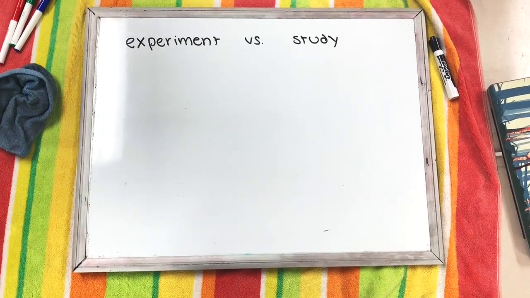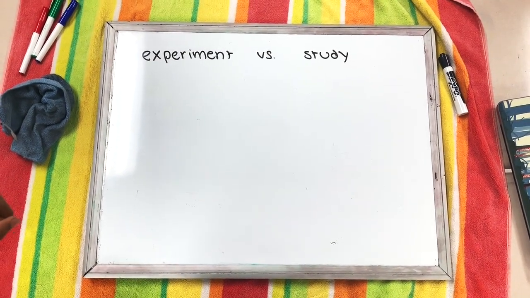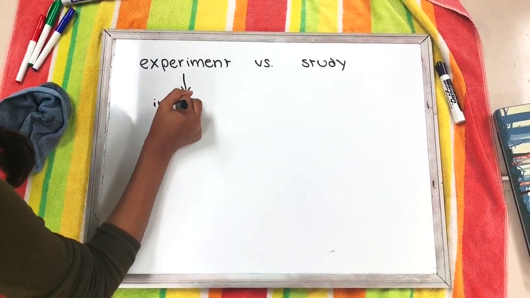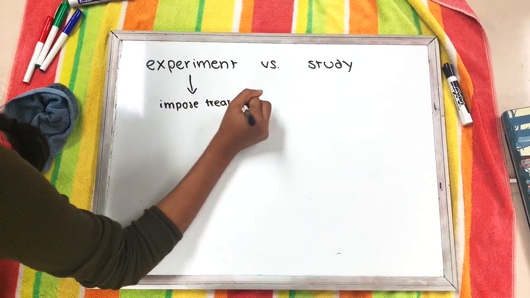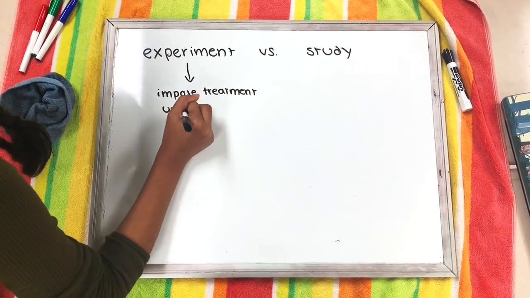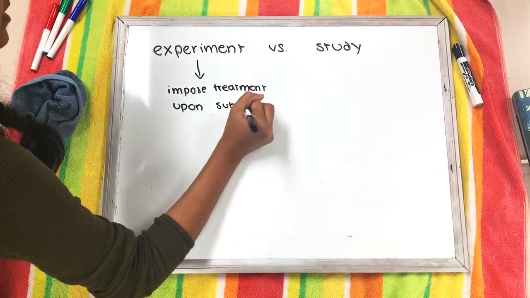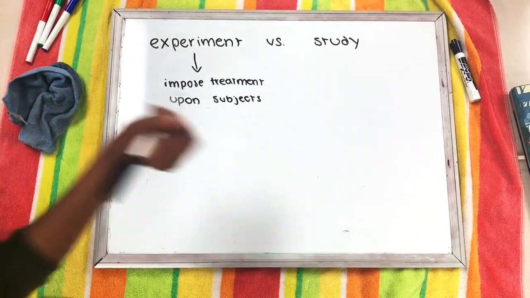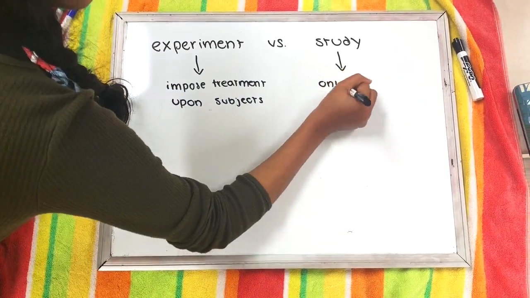Now, here are some common mistakes made by students when approaching problems relating to these topics. Many students forget the difference between studies versus experiments. The main difference between these two is that experiments impose treatment upon subjects, whereas studies only observe subjects without imposing any form of treatment.